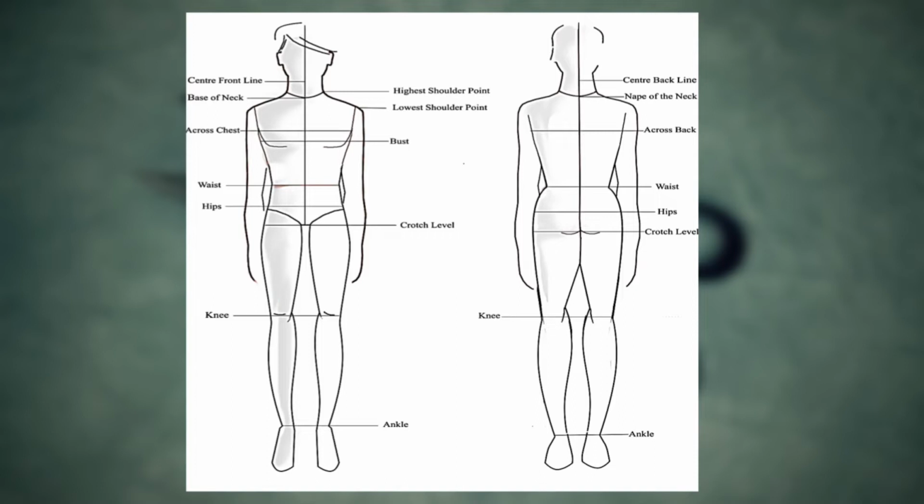So the first landmark which we use is the center front line. Then we have the high shoulder point, lower shoulder points, the across chest, the bust point, waistline, hip line, crotch level, knee level, and the ankle point. So these are some important landmarks on the body which are used for the construction of the garment. From the front view and from the back, we use the same measurements or landmarks in every construction of a garment.